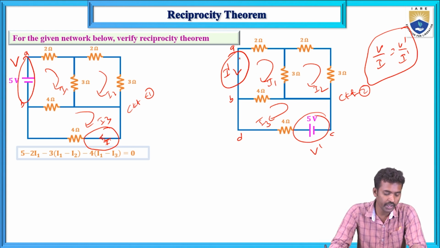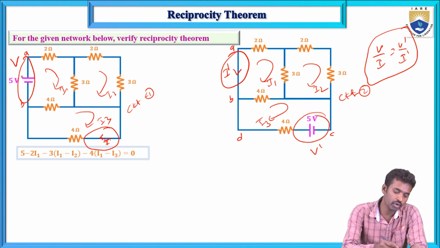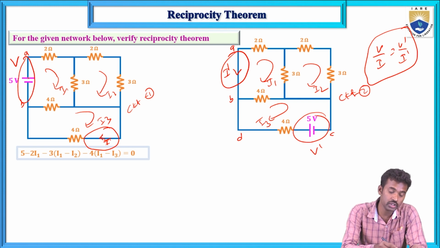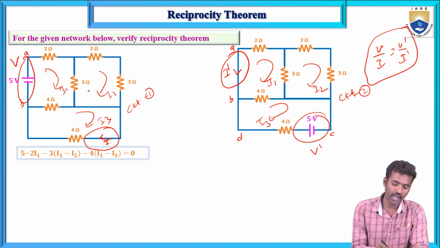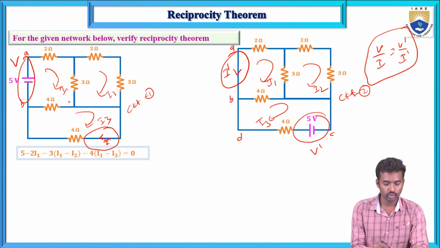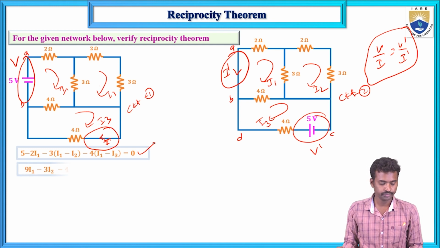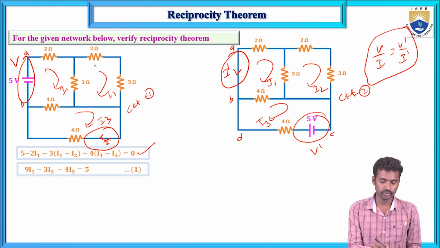So 5 minus 2 I1, this 5 is the rising voltage, and 2 into I1 plus 3 into (I1 minus I2) and 4 into (I1 minus I3). So this is equation number 1. And next, 9 I1 minus 3 I2 minus 4 I3.